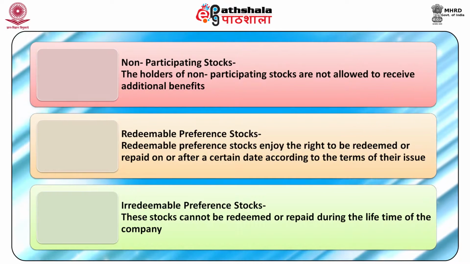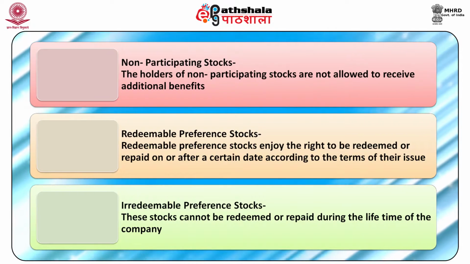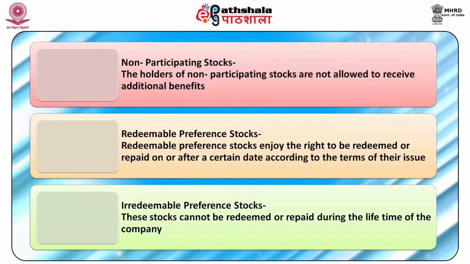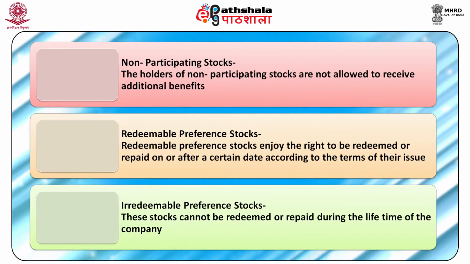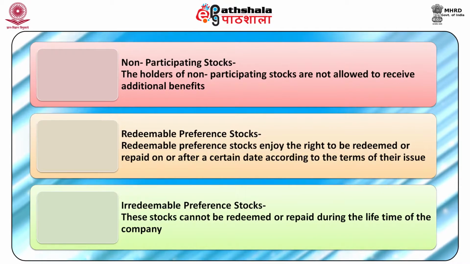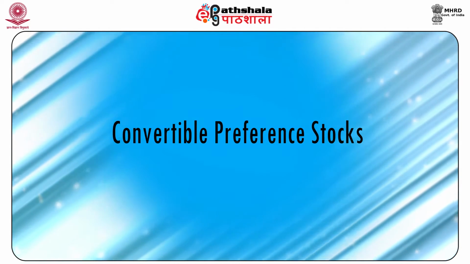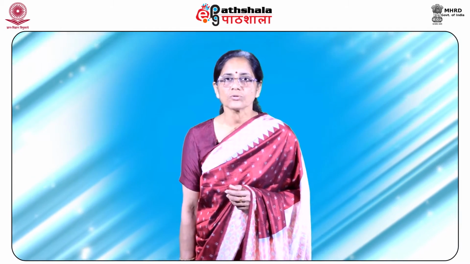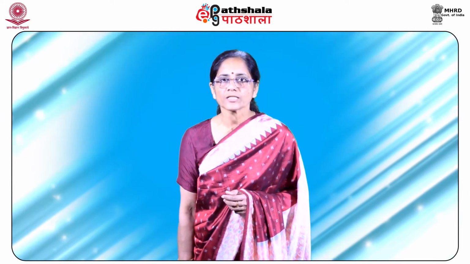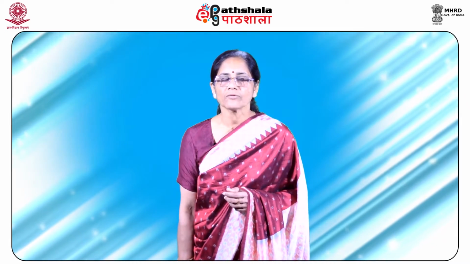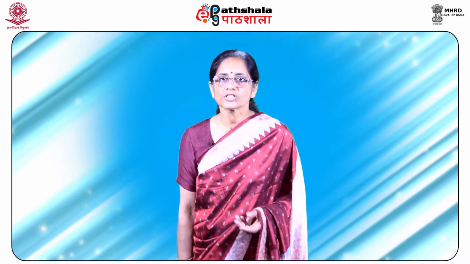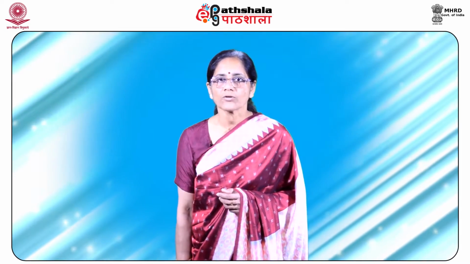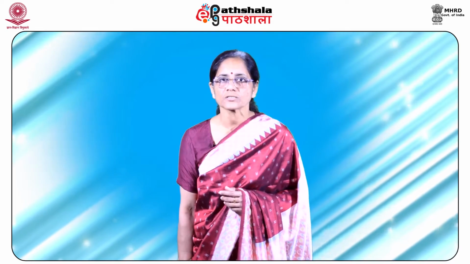Then we have redeemable preference stocks. Redeemable preference stocks are redeemed after a specified period of time. Irredeemable preference stocks: these types of preference shares are not redeemed after a period of time. They are redeemed only at the time of liquidation. Then we have convertible preference stocks. The preference shares that are converted into equity shares after a specified period of time are known as convertible preference shares. After the conversion of preferred stock into common stock, the change is irreversible and the holder cannot convert the common stock back to preference shares.